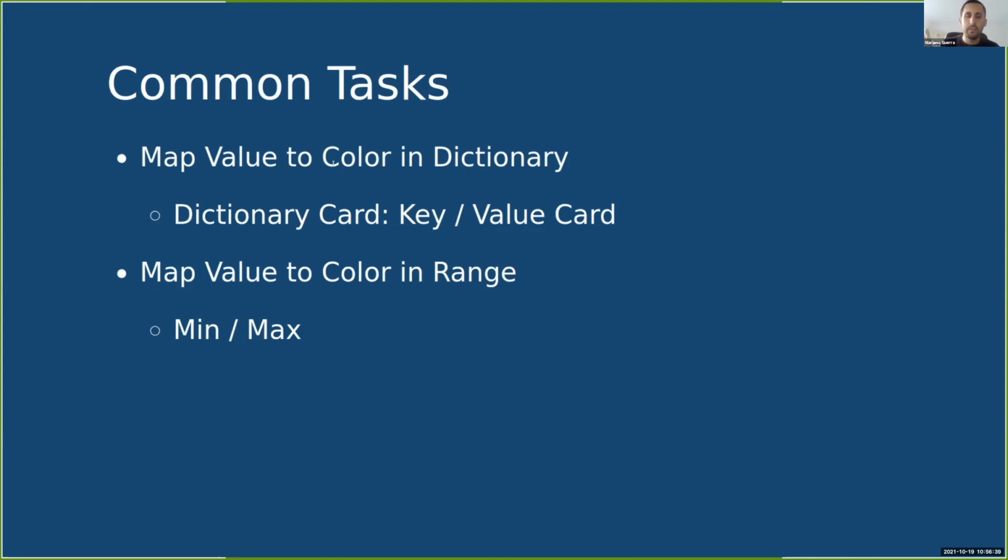And another one is I have a number and I want to map that number to a color in a range. For example, like big is bad and low is good. So a range from green to red, for example. So we have to calculate the minimum and the maximum and map it to a range.